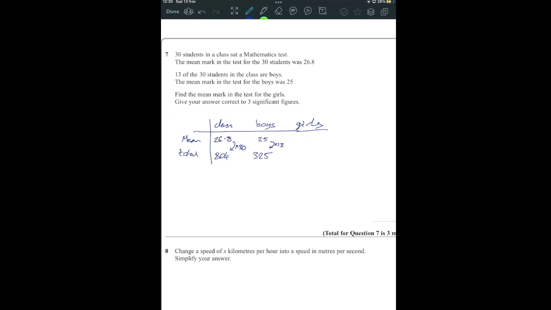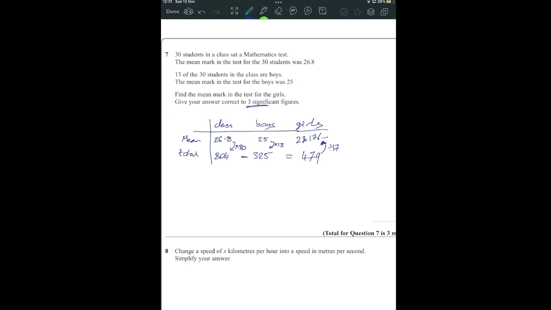Well, then the girls' score, well, we know the total was 804. So if we subtract the boys' score, we can work out how many marks the girls got, which is 479. But we wanted the mean mark. Well, the mean mark is divided by how many there are. If there are 13 boys, there are 17 girls. So dividing through by that, I'm getting an ugly fraction, but I expected that because the question told me to round. So in here, I'm going to write at least a couple decimal places.